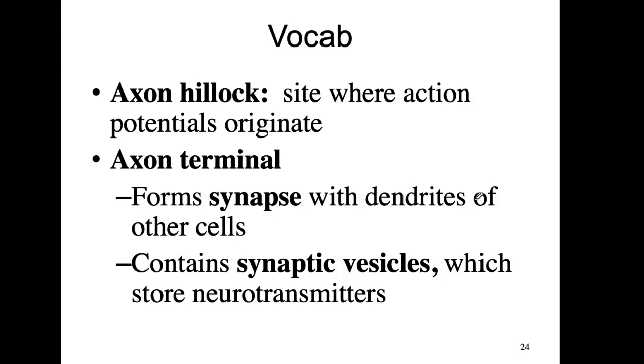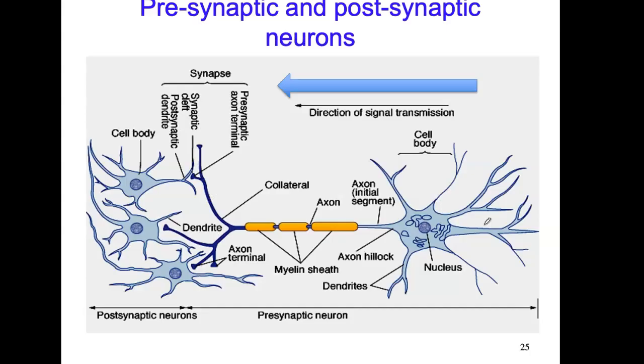More vocabulary when it comes to these neurons is, what is the axon hillock? What's the axon terminal? I've been using that word. The axon hillock is a location where the action potential is going to originate. So I'll make a drawing of that a little bit. And the axon terminal is where it's going to form a synapse with the next cell, which is the one that I just drew for you.